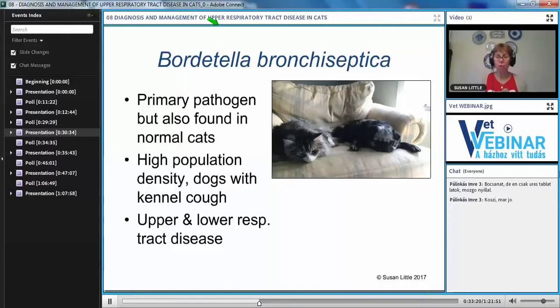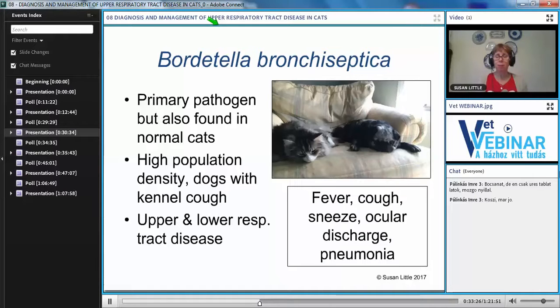We can see both upper and lower respiratory tract signs with this pathogen. So coughing would be the primary sign, sometimes with some sneezing. But we also can see lower respiratory tract disease. We can see a bronchopneumonia, primarily in young kittens. In older cats, it's more a cough, but we actually can see quite a severe bronchopneumonia. So you might see that more typically with breeders of pedigreed cats, for example, if they get Bordetella infection into their cattery. So both upper and lower respiratory tract signs, but cough would be the hallmark for Bordetella.